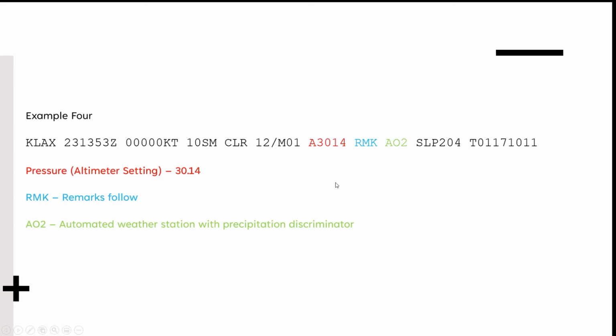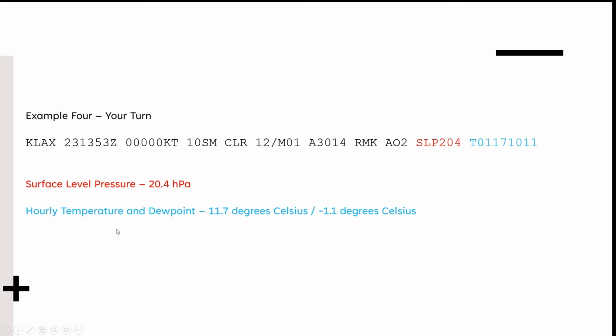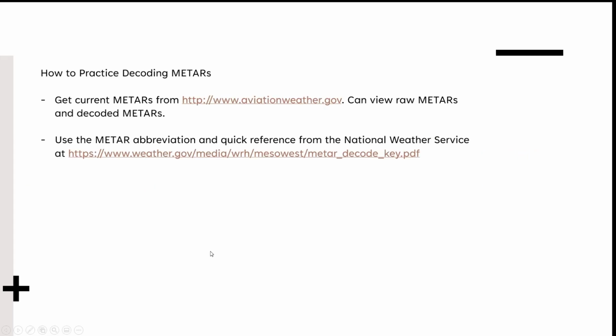AO2, once again, Automated Weather Station. Surface level pressure, 20.4 hectopascals. And our hourly temperature and dew point, 11.7 degrees Celsius and negative 1.1 degrees Celsius. And we know it's a negative because we have a 1 as the first digit in that 4-digit block.